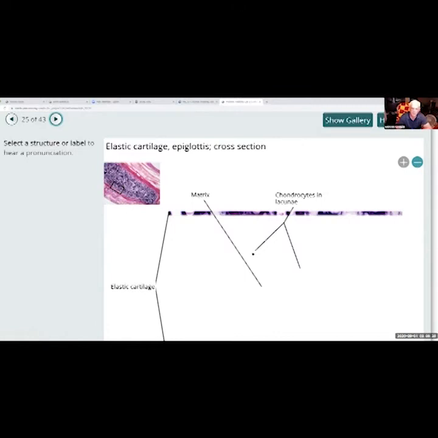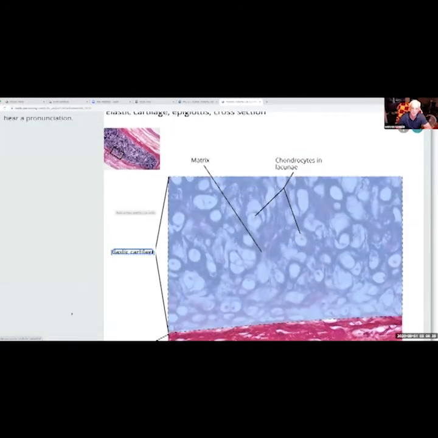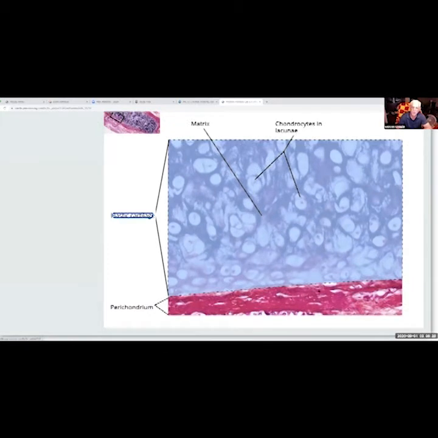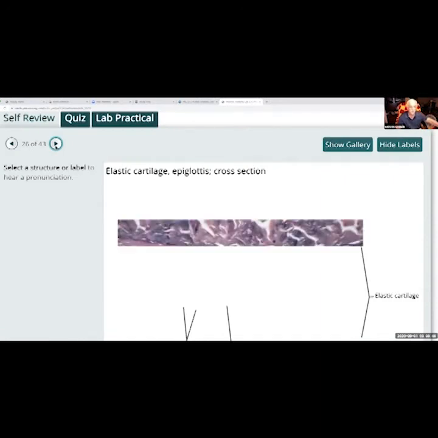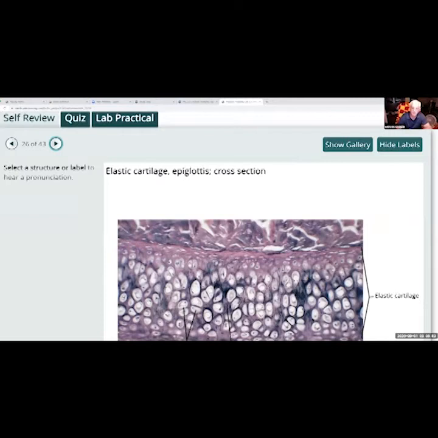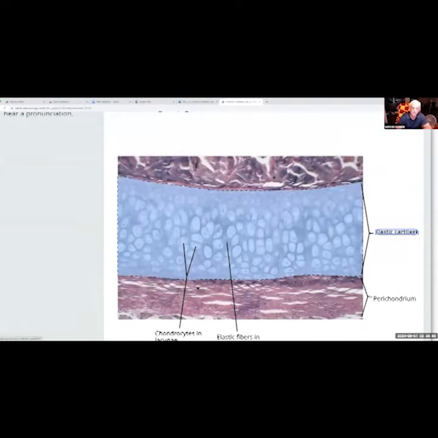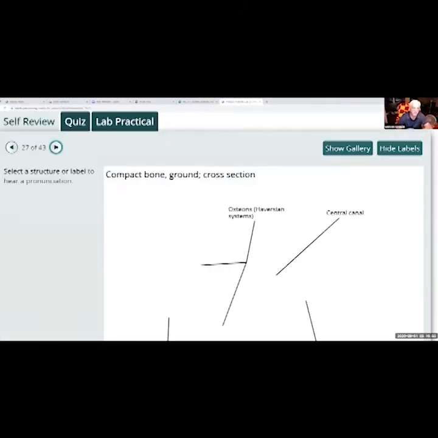Again, same thing we've been looking at. The matrix is between them. Chondrocytes are in the lacunae, and this is elastic cartilage. It allows it to expand. And the perichondrium is your outer epithelial layer for it. You see the elastic cartilage, perichondrium, lacunae with the chondrocytes. And we'll go into this in a lot more detail.